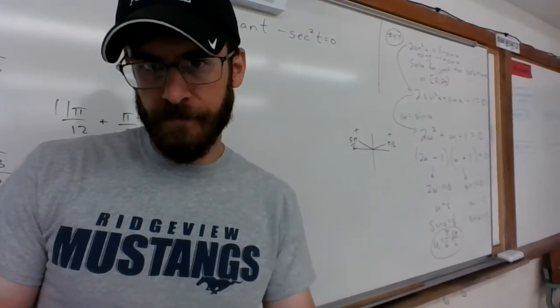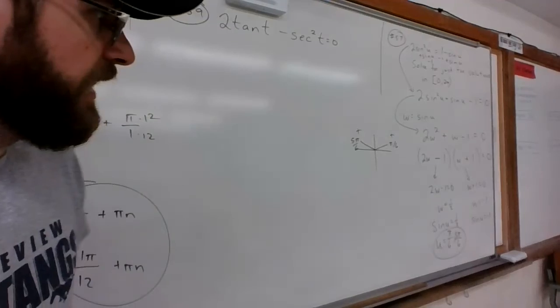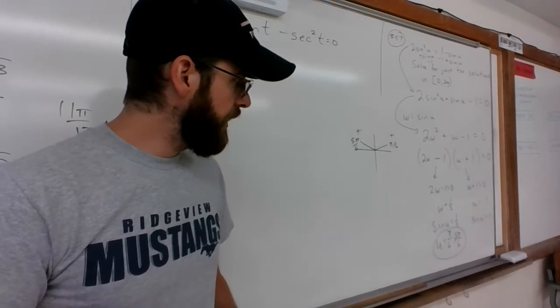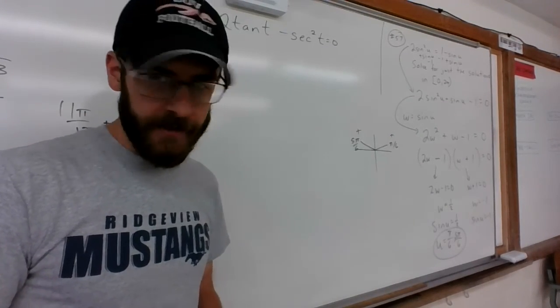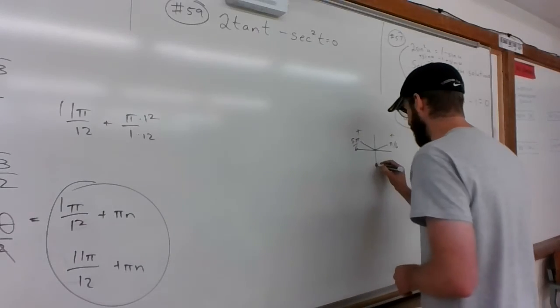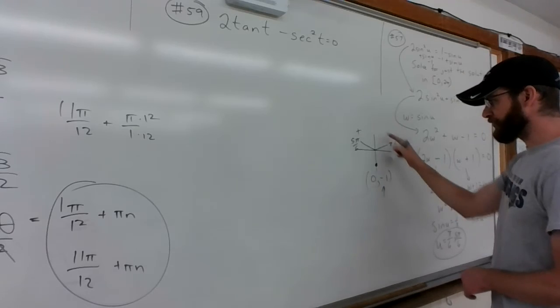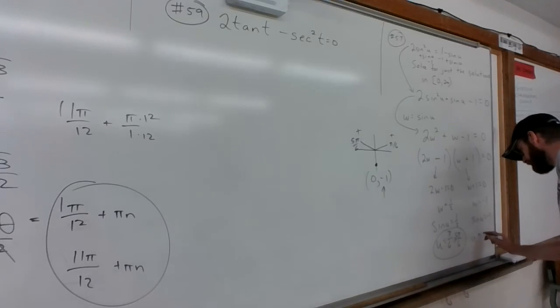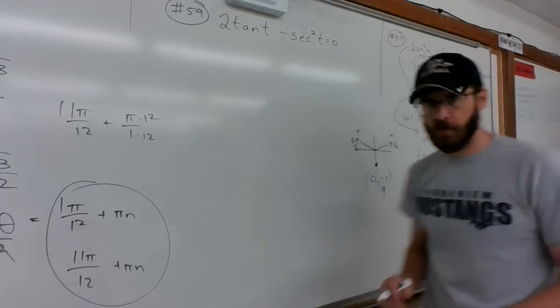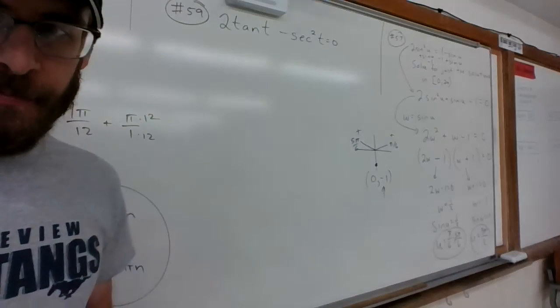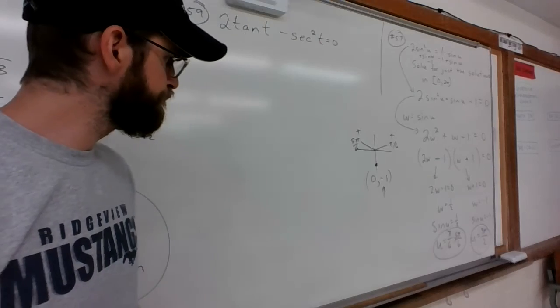I'm sorry if you couldn't see those. That work done. Sine equals negative 1 down here, which is 3 pi over 2. All right, so u equals 5 pi over 6, pi over 6, and 3 pi over 2.